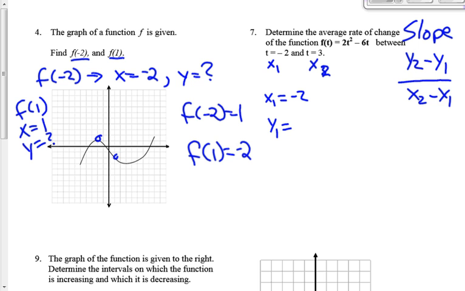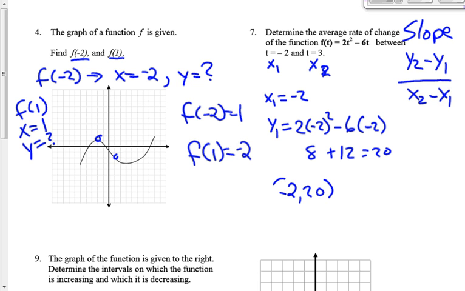And so I'm going to find y1 by plugging in negative 2. So 2 times negative 2 squared minus 6 times negative 2. I get negative 2 squared is 4, times 2 is 8, plus 12, because negative 2 times negative 6 is positive 12, and I get 20. So I get negative 2 comma 20 for my x1, y1.